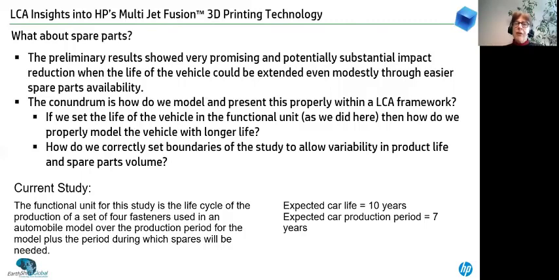If our functional unit is one vehicle, how do we really look at a longer life for that vehicle? So I think this will be something we may explore in the future, but it's quite an interesting thing to look at.